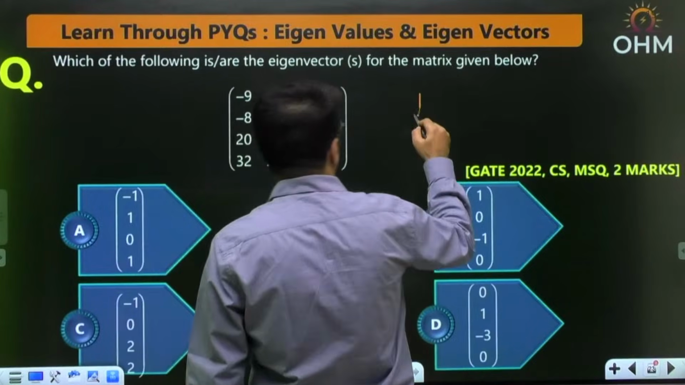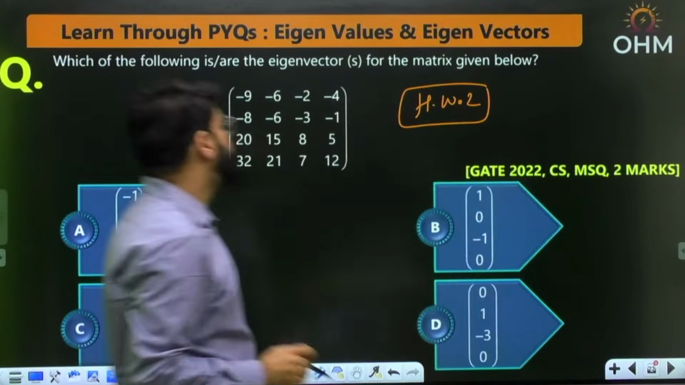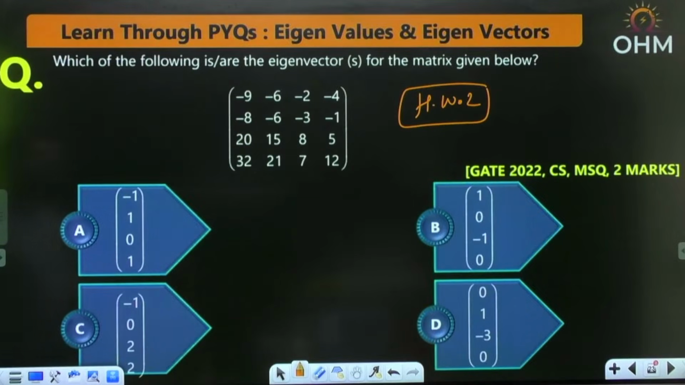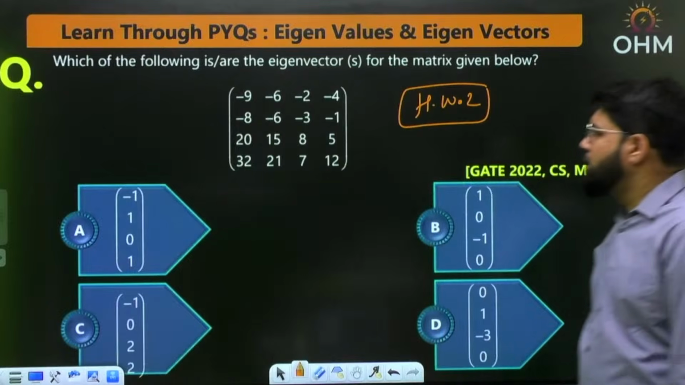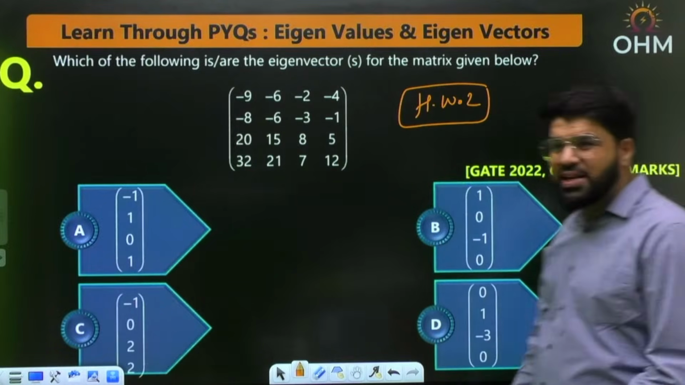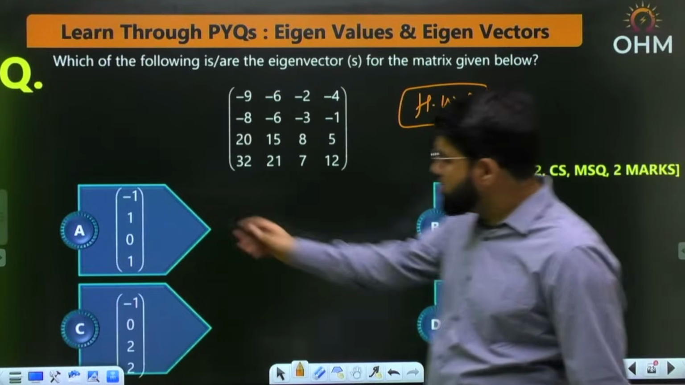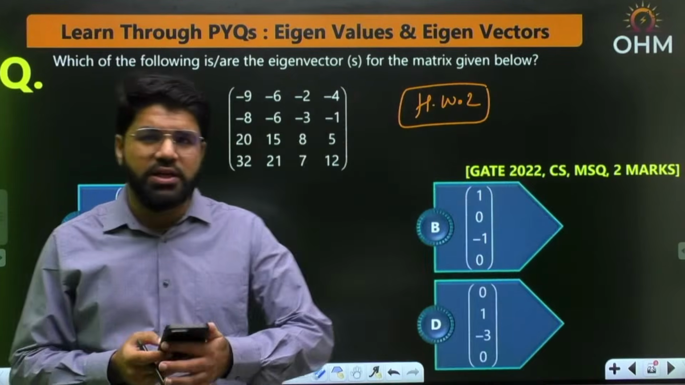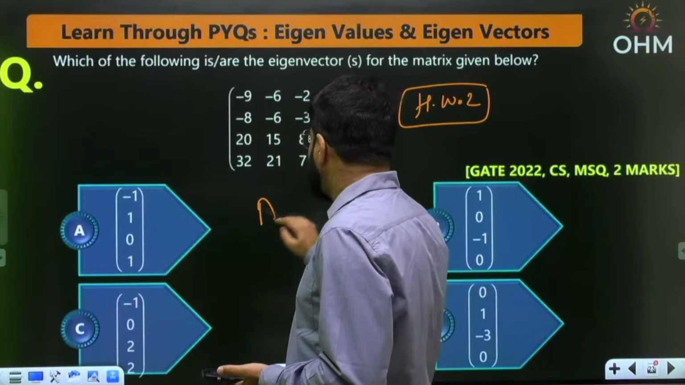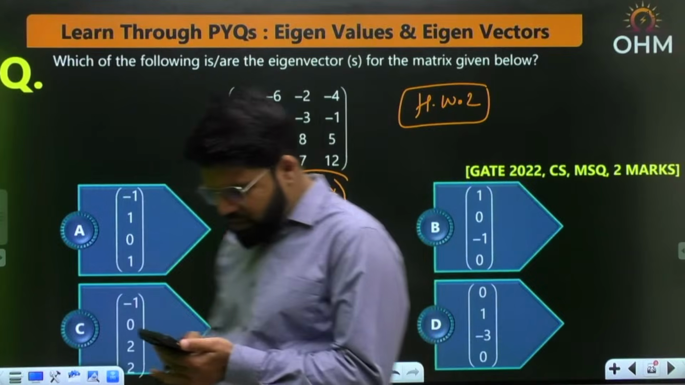This one will be your homework number 2 for the day. Which of the following is or are the eigenvectors of the matrix given below? Again, you have to satisfy 4 cross 4, so it is a little time taking, a little calculative. But it's not going to be highly calculative, because the options have some zeros that will simplify the calculation. The approach is the same: eigenvector based question, AX equal to lambda x. 2022 CS, 2 marks question.